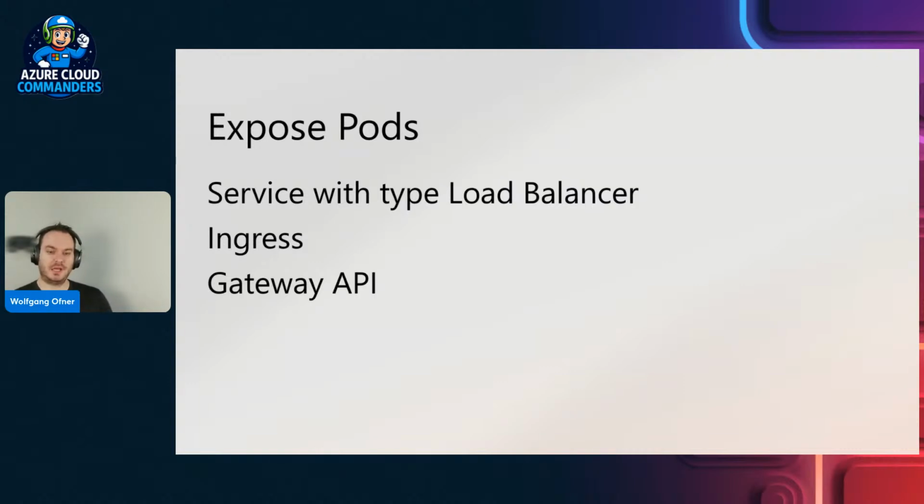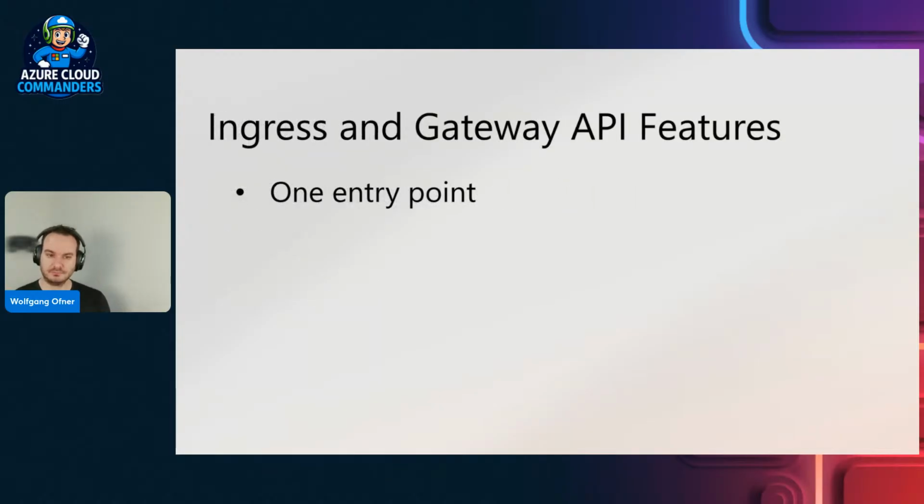So yeah, now let's take a look at that. I think I was too slow with my slides. I already said this with the ingress and the Gateway API. We have one entry point into our cluster. This makes it very easy to manage the entry, and it also allows all our services to be of type ClusterIP.